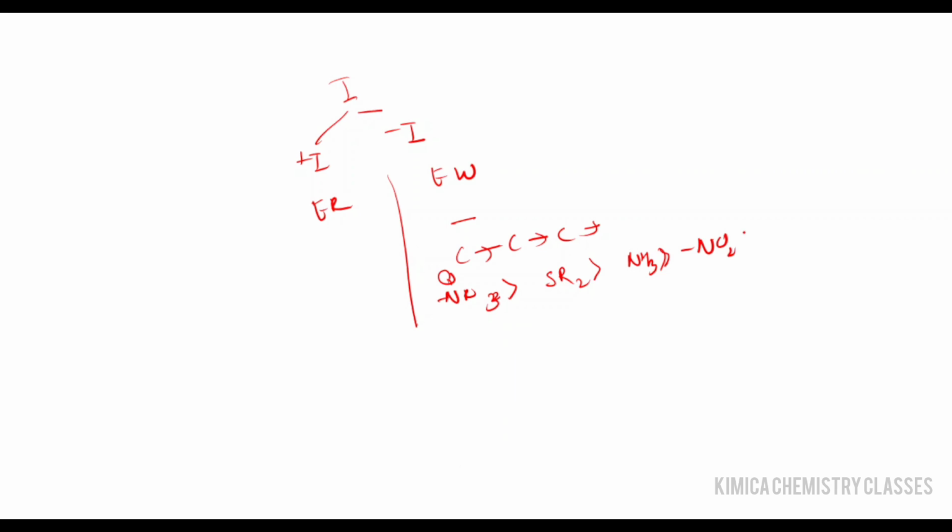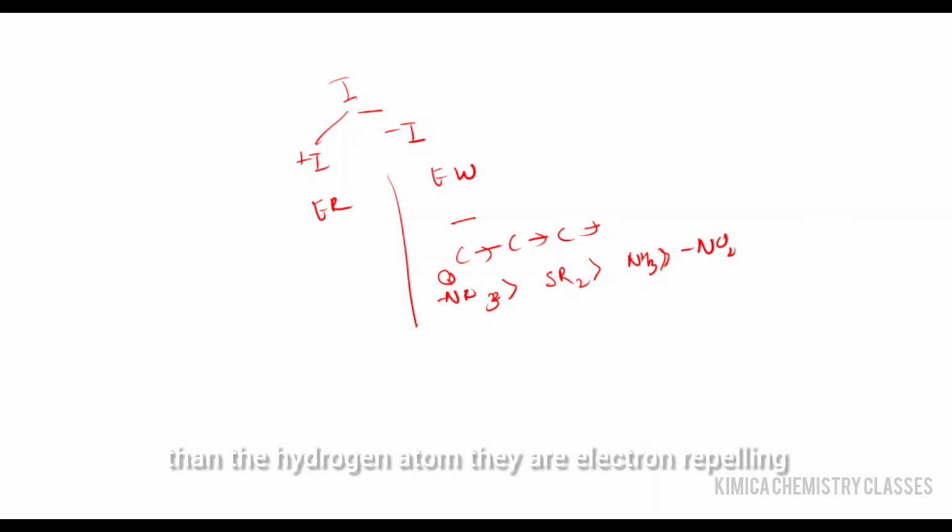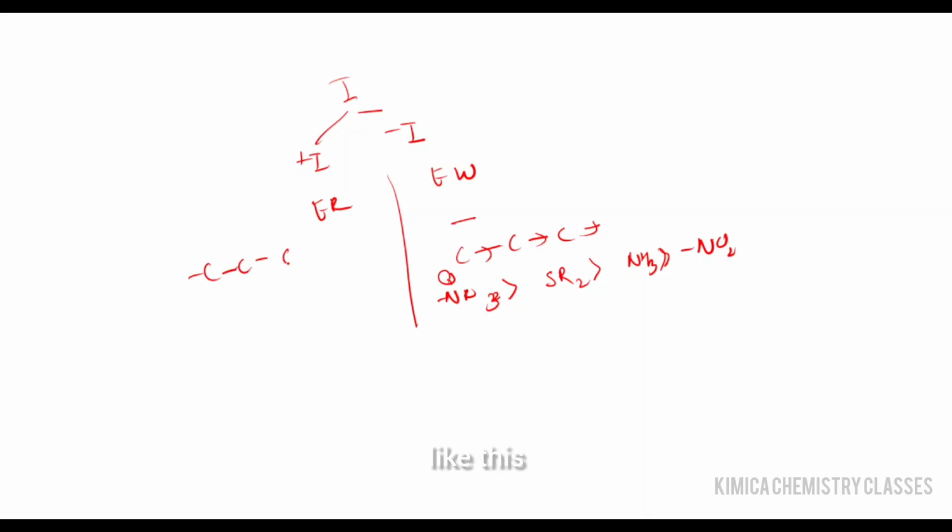Electron releasing means the atoms or groups which have electron attracting capacity lesser than the hydrogen atom. They are electron repelling or electron releasing groups. Such a group is directly attached to a carbon atom and causes a displacement of electrons towards the carbon chain, and this is called the plus I effect. This is all about inductive effect.